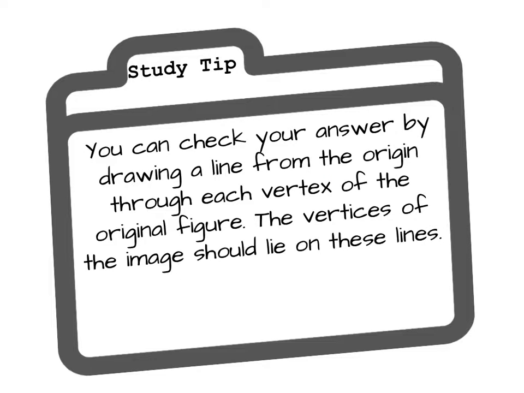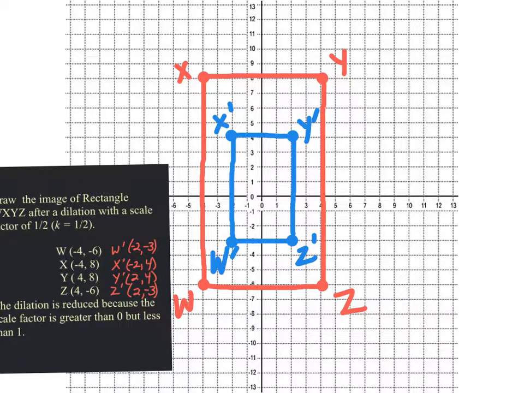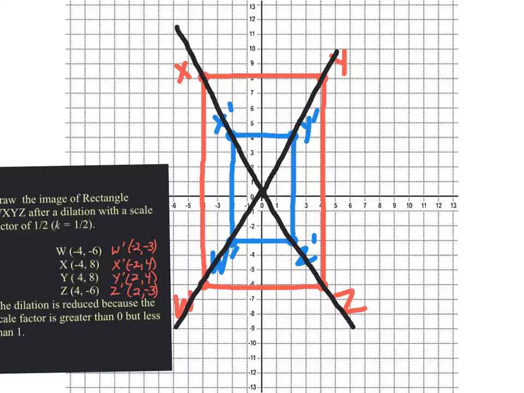Now, a helpful study tip is you can check your answer by drawing a line from the origin through each vertex of the original figure. Vertices of the image should lie on these lines. So let's look at our previous example to demonstrate this. Here's our image prior to drawing lines through the vertices, and after. This will work with every dilation that you do.